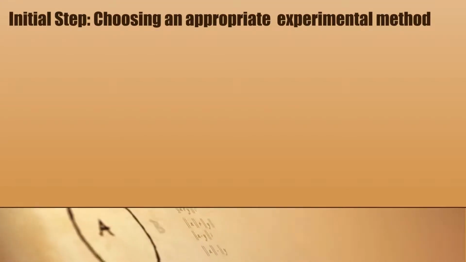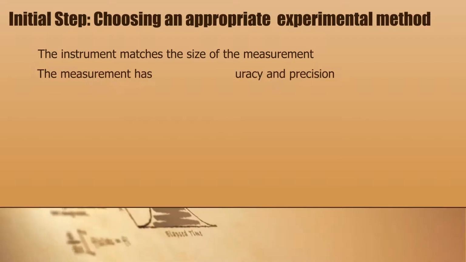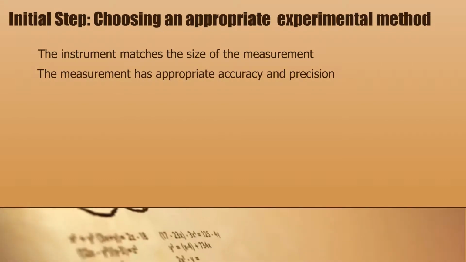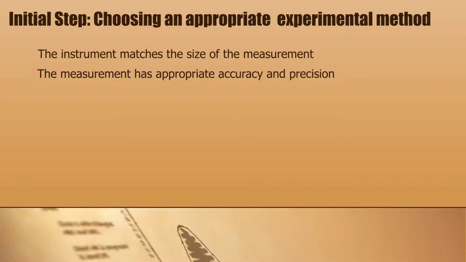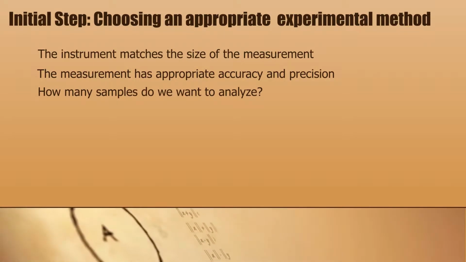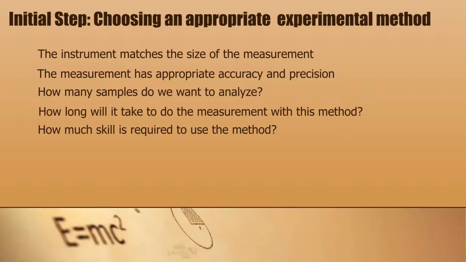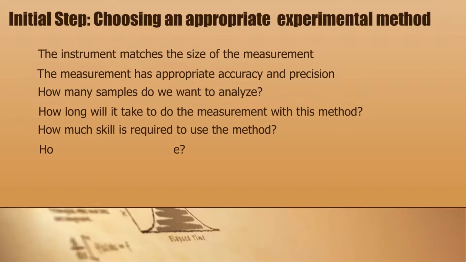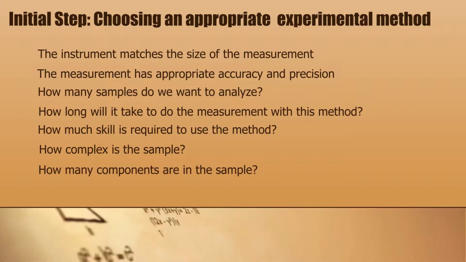We started our discussion about measurements by describing the initial step, which was to choose an appropriate experimental method. In making this decision, we first thought about an instrument that would match the size of the measurement, and we also wanted to find a measurement that would have the appropriate accuracy and precision. Other factors considered in choosing a method included: how many samples do we want to analyze? How long will it take to do the measurement with this method? How much skill is required to use the method? How complex is the sample itself? And how many components are in the sample?